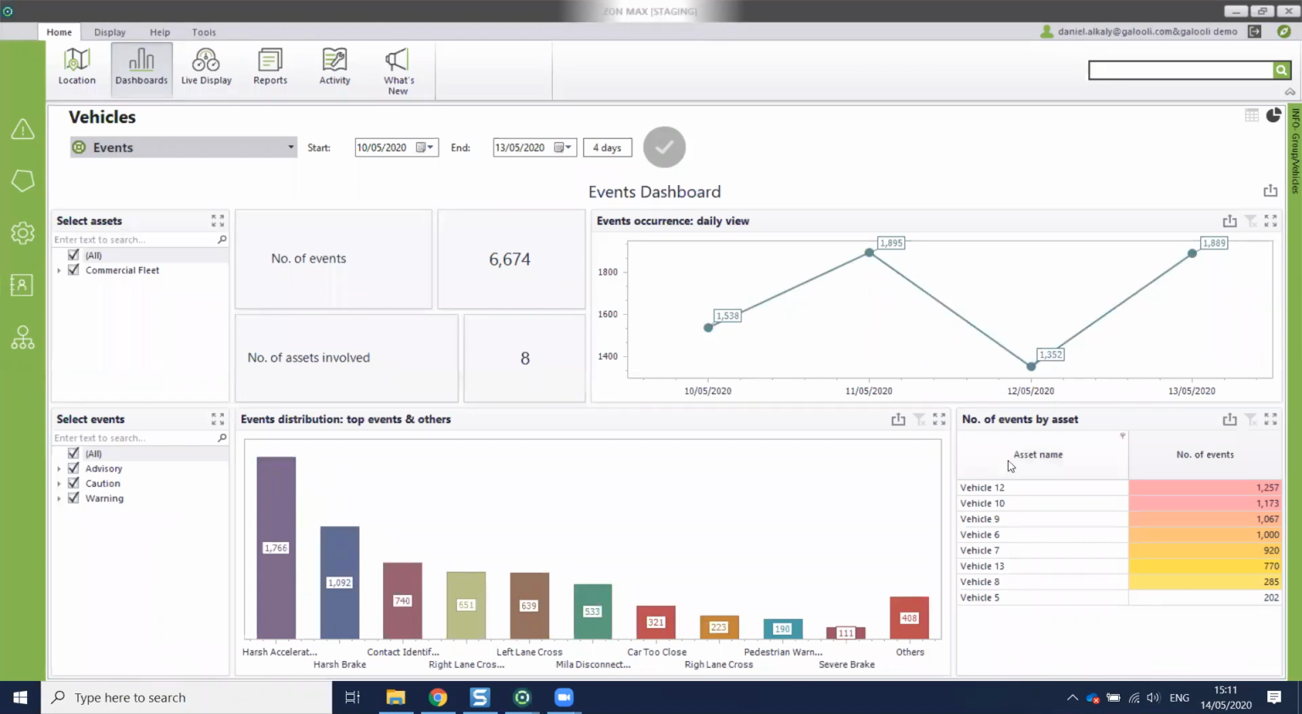The last table we have here is actually to be able to see the events by vehicle. Okay? So we see that we have all the vehicles within the fleet, and we see that the top vehicle, vehicle 12, has triggered the most amount of the events.